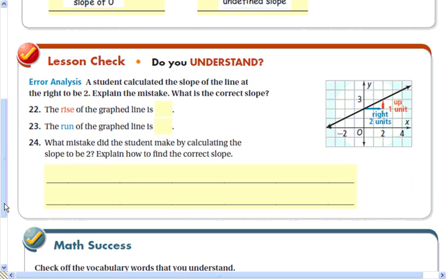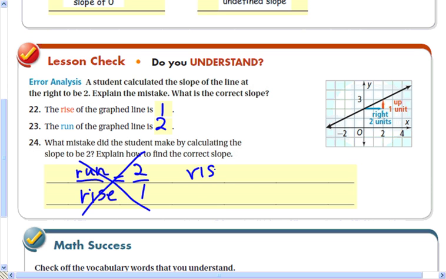So let's check your learning here. What mistake did the student make? The rise of the graph is 1, the run of the line is 2. The student did what I did earlier. I think the student did the run divided by the rise, which is 2 divided by 1, when they should have done the rise divided by the run, which would give us 1 divided by 2.